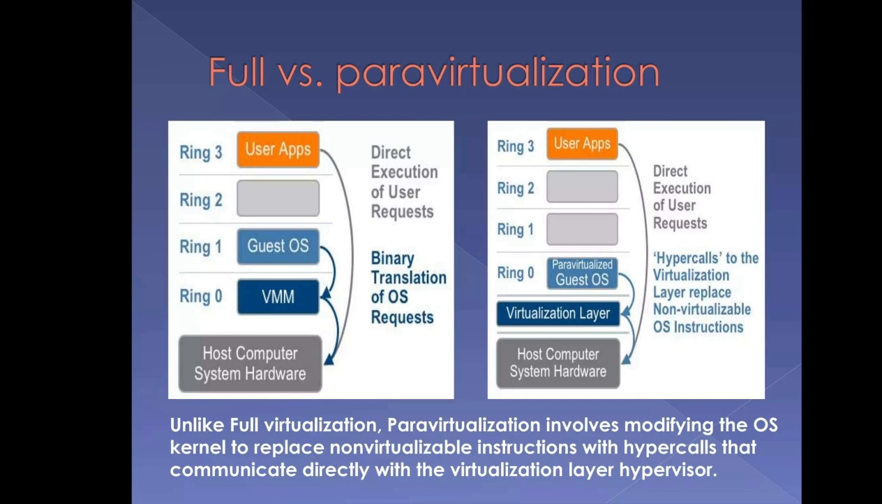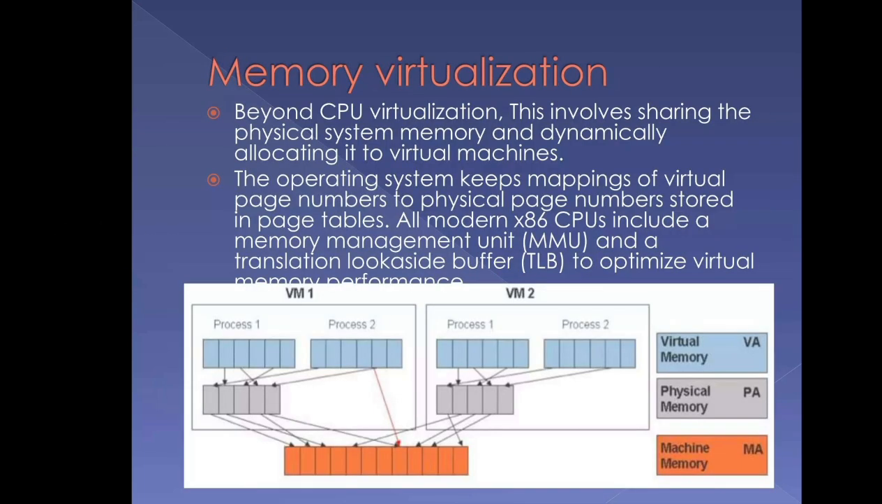Second, memory virtualization. Memory virtualization goes beyond CPU virtualization. This involves sharing the physical system memory and dynamically allocating it to a virtual machine. The operating system keeps a mapping of virtual page numbers to physical page numbers stored in a page table. All modern x86 CPUs include a memory management unit (MMU) and a translation look-aside buffer to optimize virtual memory performance.